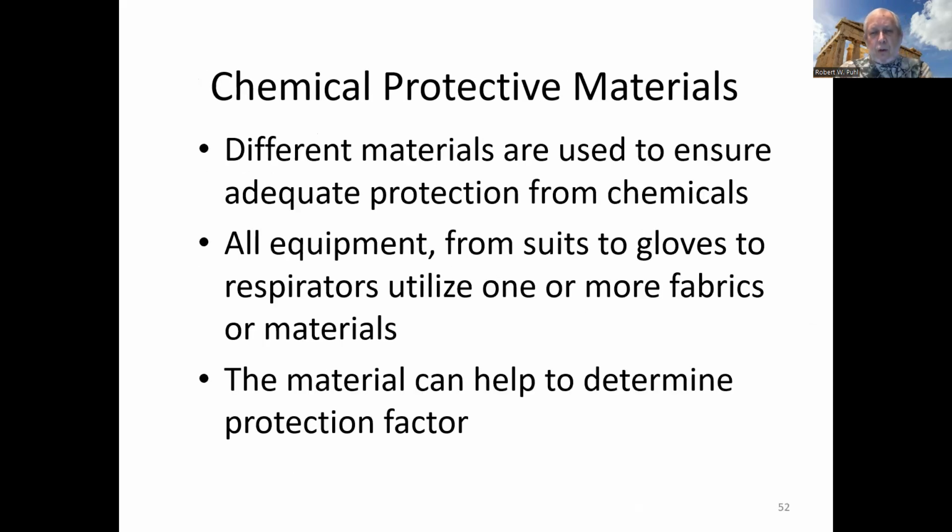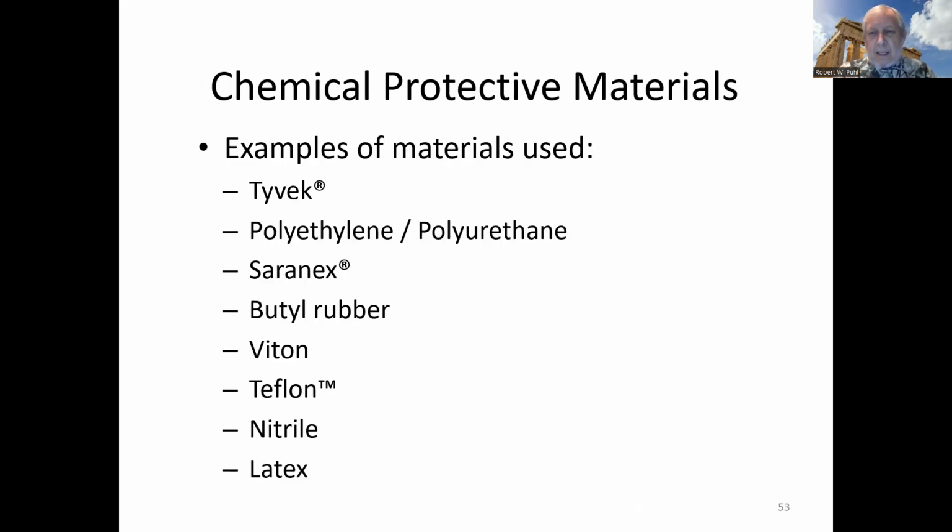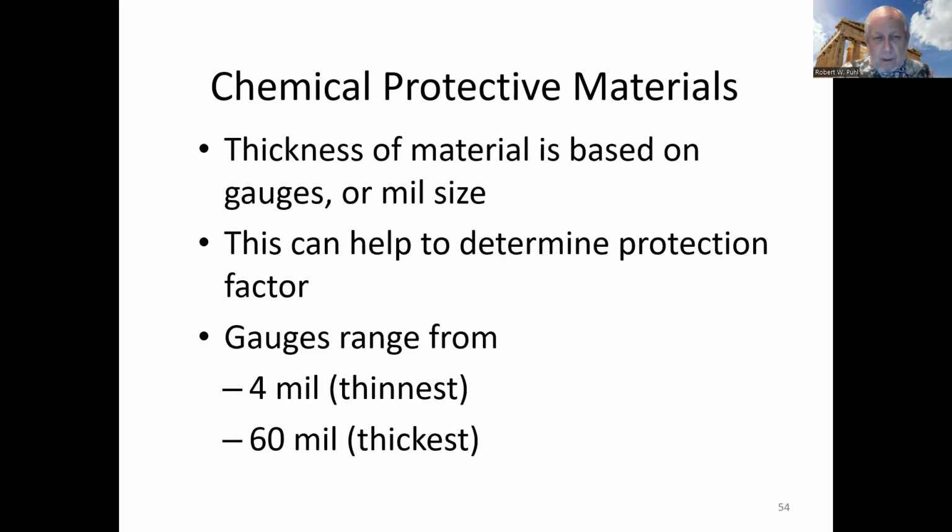Different materials are used to ensure adequate protection from chemicals. All equipment, from suits to gloves to respirators, utilizes one or more fabrics or materials. The material can help determine the protective factor. Examples of materials used are Tyvek, which is pretty common, polyethylene or polyurethane, ceramic, butyl rubber, Viton, Teflon (you can see that the R means it's a trademark), nitrile, and latex. Nitrile and latex are commonly used in gloves.